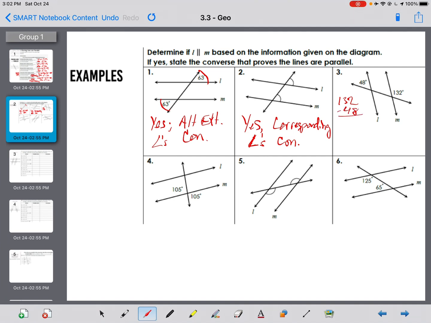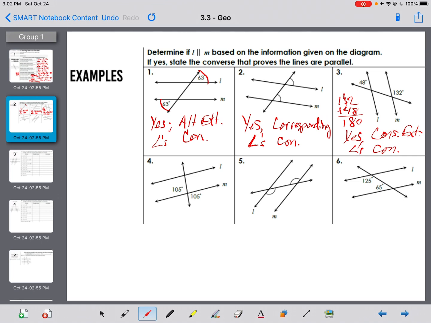132, 48. We're going to add them. 2 plus 8 is 10. 3, 4, 5. 3, 4, 5, 6, 7, 8. Ooh, 180. They're supplementary. So yes, and that's going to be consecutive exterior angles converse. Converse goes the other direction. It says that since this is the case, then they're parallel. The regular theorems or postulates say they're parallel, so this happens.